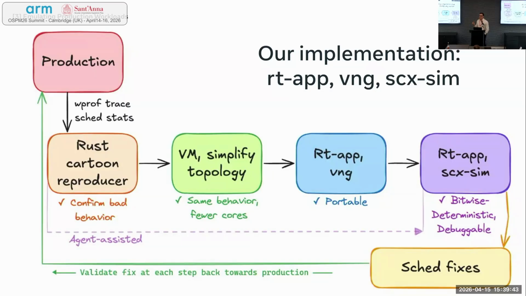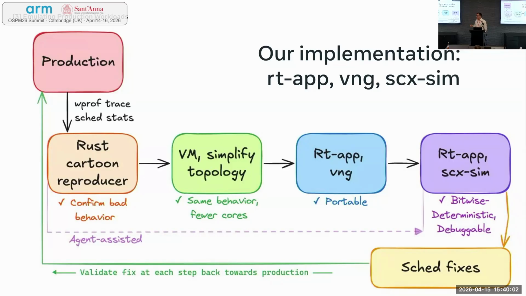If you don't need the full expressiveness of that arbitrary program in C or Rust, maybe you can express your reproducer just as an RTApp spec. And I'm sure people here are familiar with RTApp, but I'll talk a little bit more about it on the next slide. At that point, you have a very simplified domain-specific language, almost, for describing a workload.